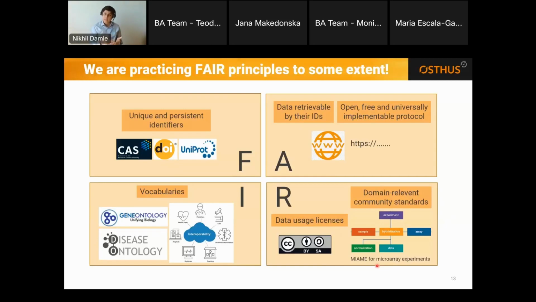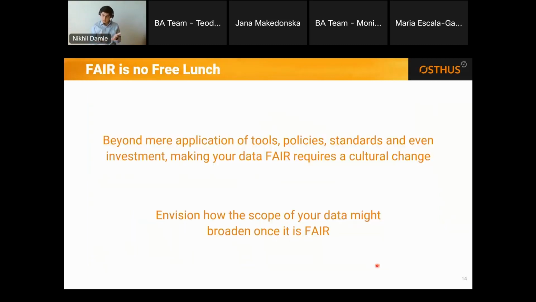Why are we not there yet? Naturally, because it's not so straightforward. Had it been, we would have achieved it long back. So even though an institution or an organization has all the resources, all the tools, policies, standards, or even money, what it requires in addition is a cultural change. You need to think differently in order to identify your data assets, and secondly, make them FAIR.